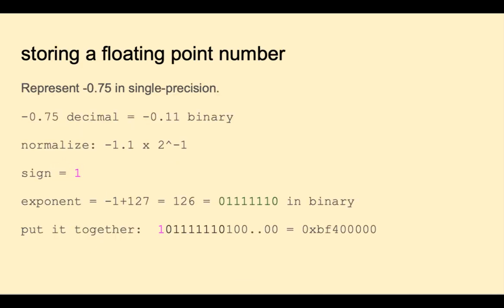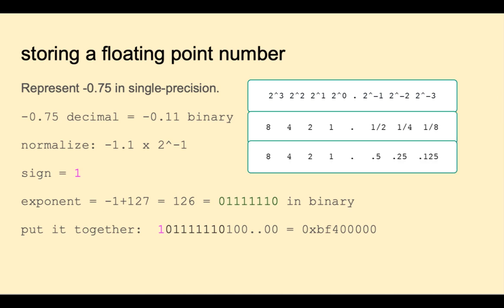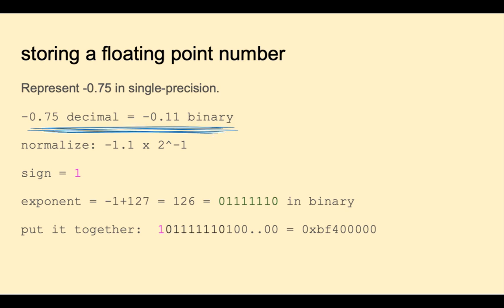Now let's go the other way. We'll start with a decimal number and store it in single precision format. We have to figure out the decimals. Just as we go left from the point, 2 to the 0, 2 to the 1, 2 to the 2, etc., when we go to the right of the point, it's 2 to the negative 1, 2 to the negative 2, and so forth. So the place values are like this. We can get 0.75 as 0.5 plus 0.25, so 0.75 in decimal is 0.11 in binary.